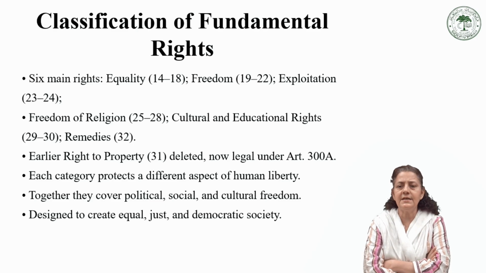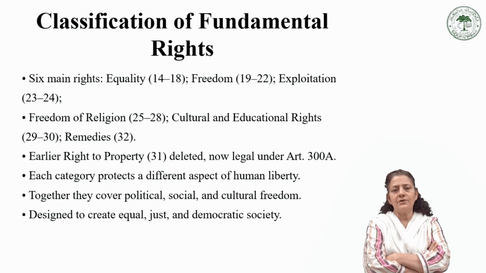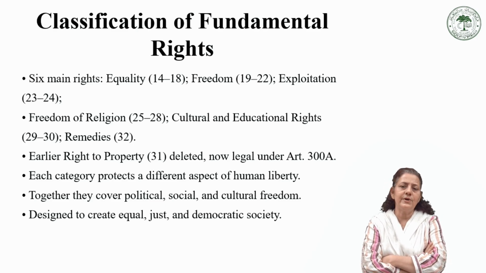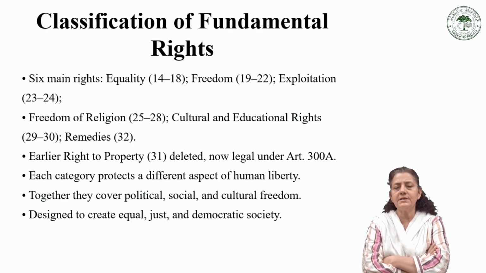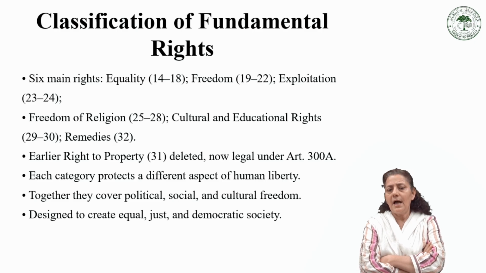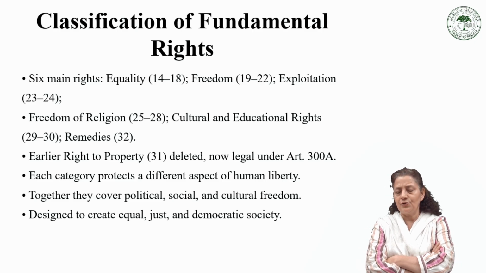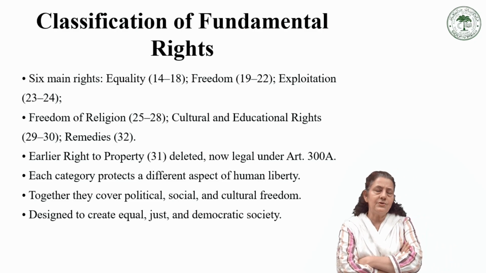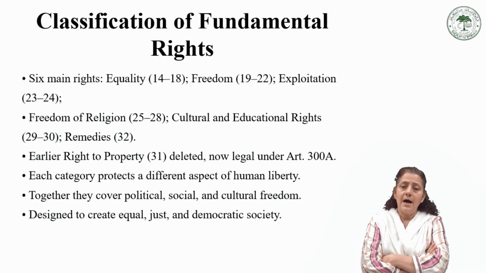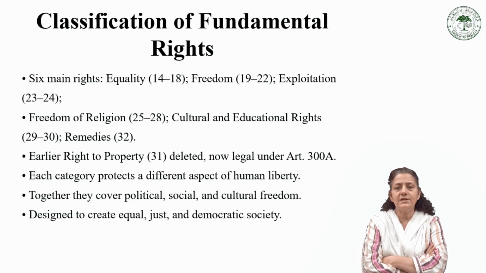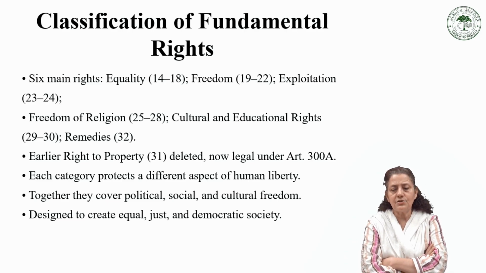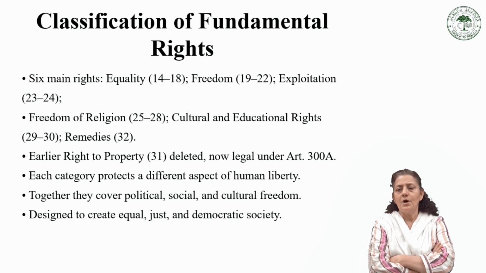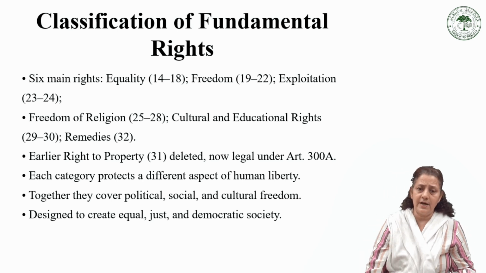The fifth is the cultural and educational rights under Articles 29 and 30, safeguarding the interests of minorities by allowing them to preserve their culture and establish educational institutions. The final is the right to constitutional remedies under Article 32, which empowers the citizens to approach the Supreme Court for protection of their rights.